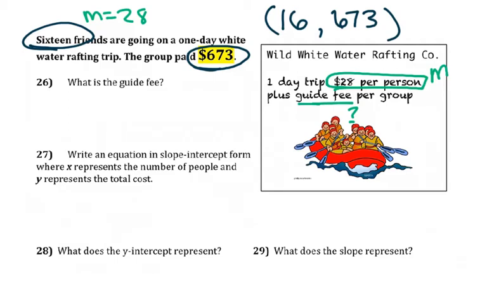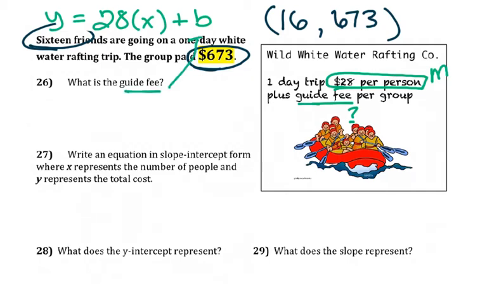So I'm going to pay m dollars per person. Let me write it up here. So I'm going to pay $28 for however many people go, and that's going to be my input variable. I know that because that's what I can control. Plus you have to pay a guide fee. Now the guide fee, I don't know what that is. I can't say x because I already have an x, so I'll call it b, and that's going to equal my total. So that almost looks like slope-intercept form, but I need to find the guide fee. The guide fee, I don't know what it is.